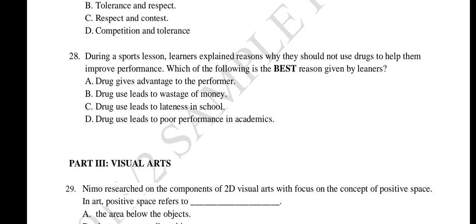Then during a sports lesson, learners explain the reasons why they should not use drugs to help them improve their performance. Which one of the following is the best reason given by the learners? Drug gives advantage to the performer. Drug leads to wastage of money. Drug use leads to lateness in school. Drug leads to poor performance in academics.